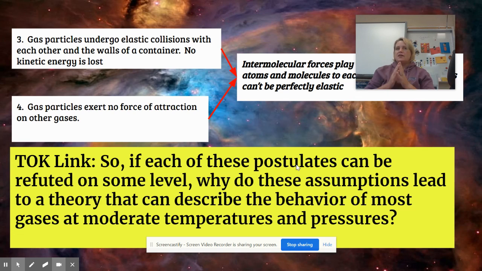All right, so that ends lesson 1, kinetic molecular theory. After you enter that discussion post, move on to the next lesson, which is going to be Avogadro's law.